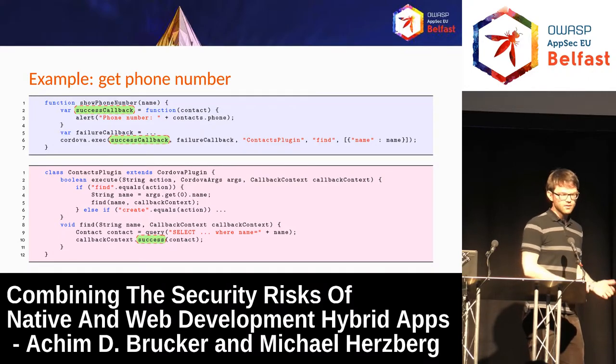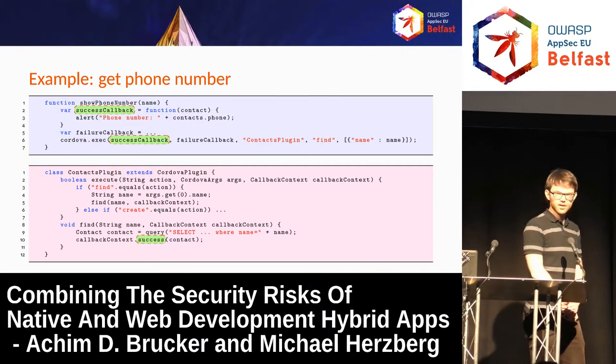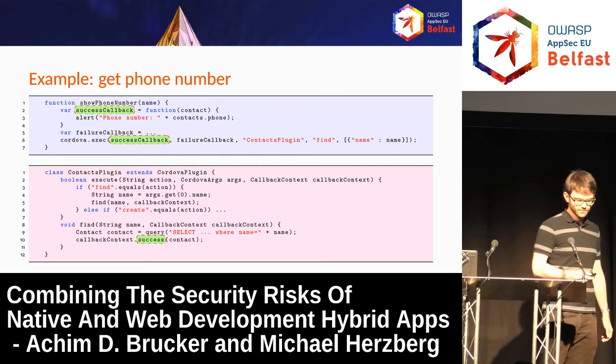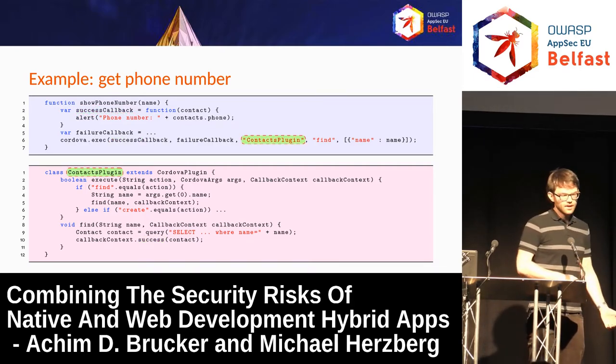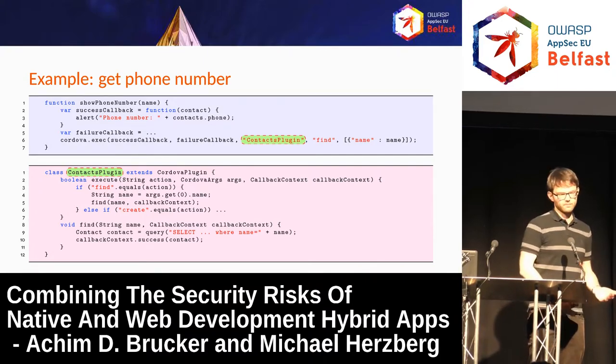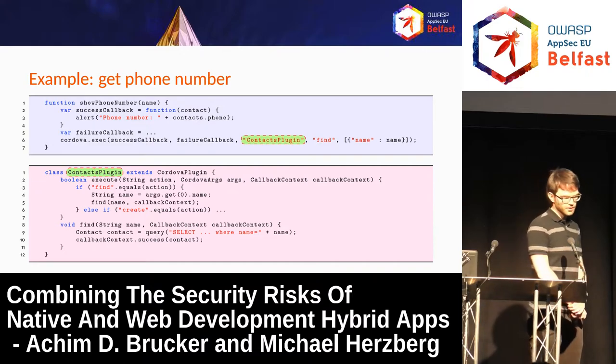You call it from the JavaScript side, and as usual in JavaScript, you get your result in the form of callbacks. In our example, you have a success callback that, when it has finally retrieved the telephone number, simply presents it to the user in an alert box. On the JavaScript side, you also specify the target of your call, which is a string here and corresponds to the name of the Java class. That translation is done by the Cordova framework.